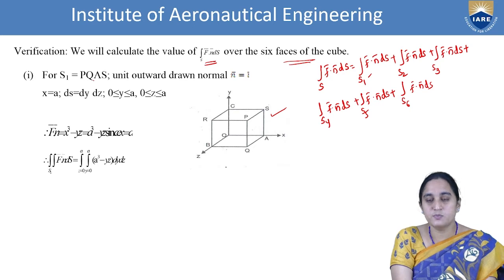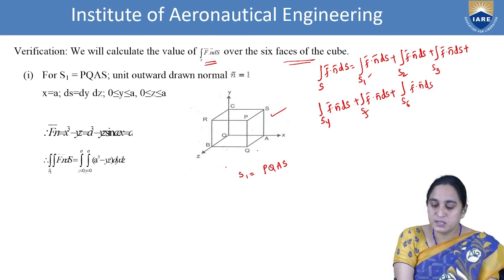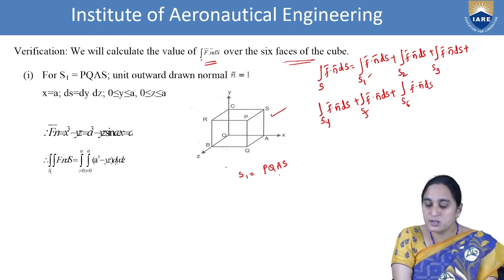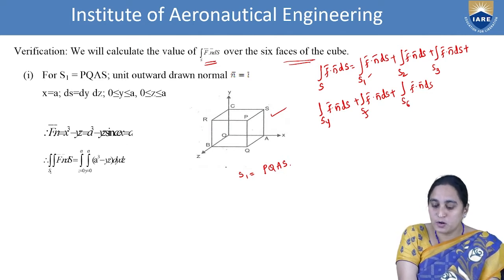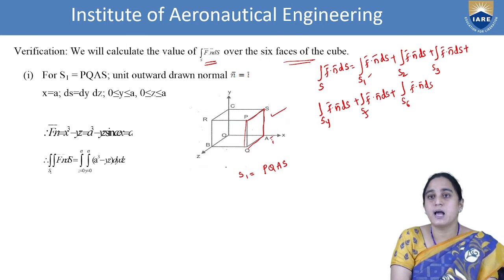That is for S1. What is S1 here? Once you see the cube, what is the first face? S1 is equal to PQAS. From the cube in three-dimensional space, there are 2 faces on the x-axis, 2 faces on the y-axis, and 2 faces on the z-axis. That means S1 is equal to PQAS. From that, the outward unit normal vector is I bar.